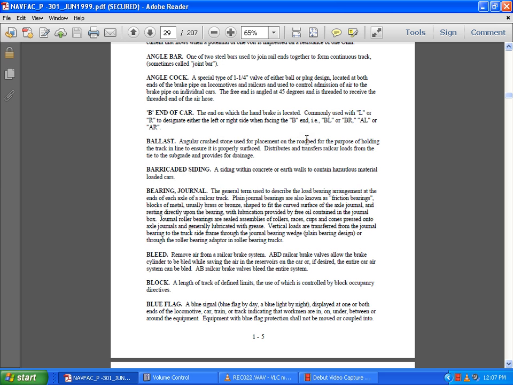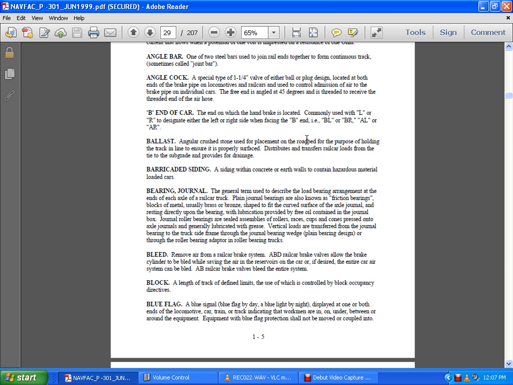Bleed: the removal of air from the railway car brake system. The ABD railway brake valves allow all brake cylinders to bleed, with the air saved in the air reservoir on the car or, if desired, in the entire car as the system is bled. Bleeding a rail car's brake valves empties the entire system.